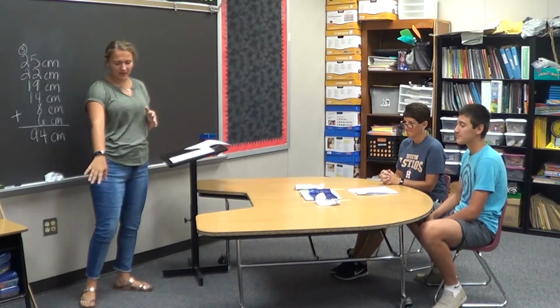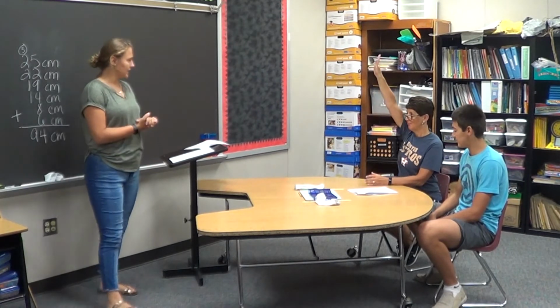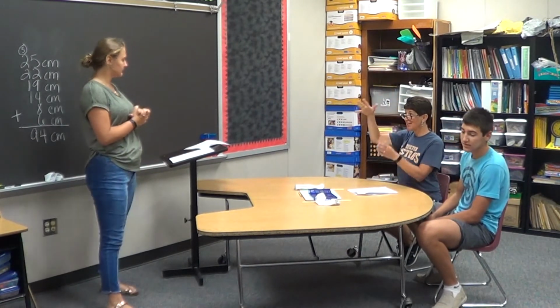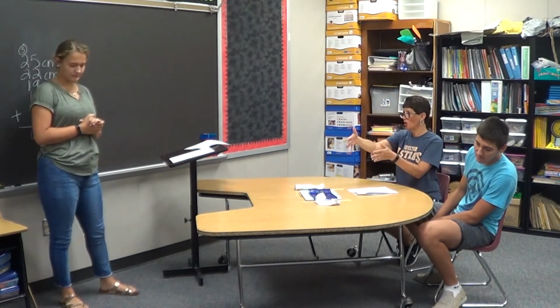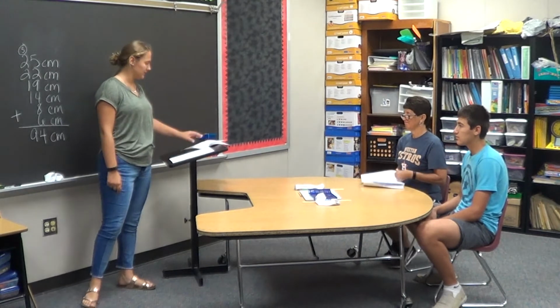So who can tell me why we couldn't find the perimeter of the black figure on the floor? Billy? It's not a polygon. And why wasn't it a polygon? Sally? Because it has straight sides, but I could actually walk in, it's open, and a polygon has to be closed. Yes, it has to be closed. Awesome job. Because you can't solve it if it's not a polygon.